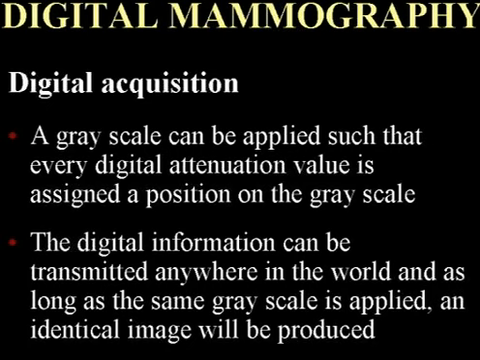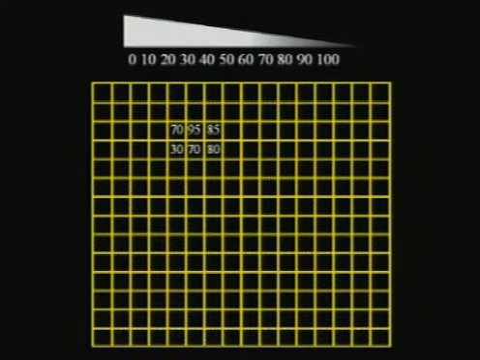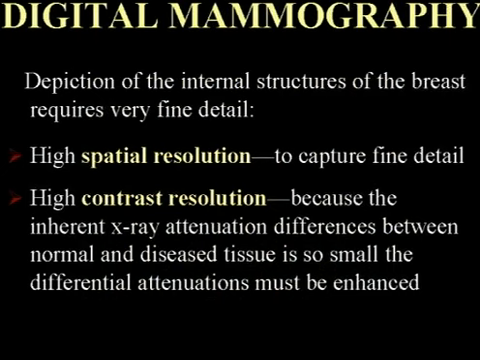Now, we can't interpret numbers, so we have to apply a grayscale. And we apply that grayscale assigning an attenuation value for every digital number. Now, if I have a given set of digital numbers and I transmit an image to my colleagues here at NYU and they apply the same grayscale, we will be looking at the exact same image. That is one of the advantages of digital, the transmission of the image around the world to allow for simultaneous consultation and remote interpretation. So here we're applying our grayscale. Now we have what we can interpret as an image.